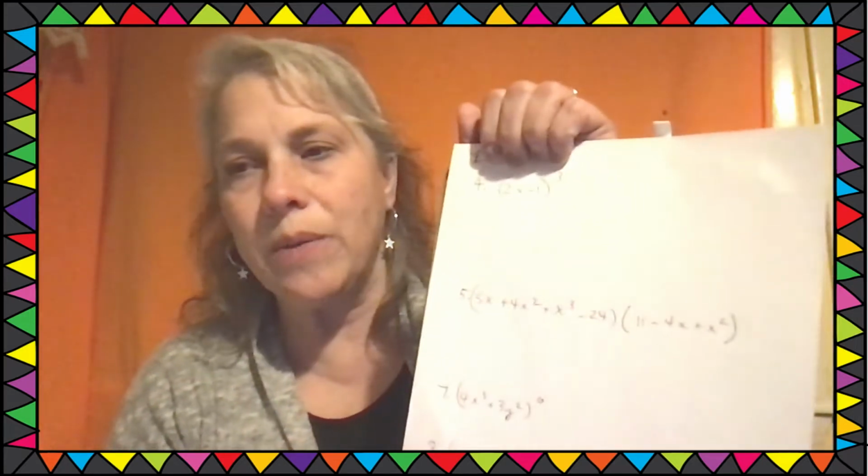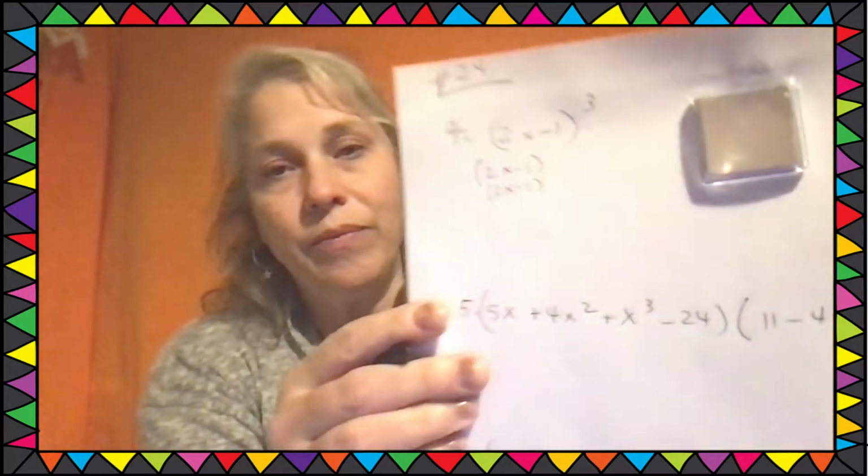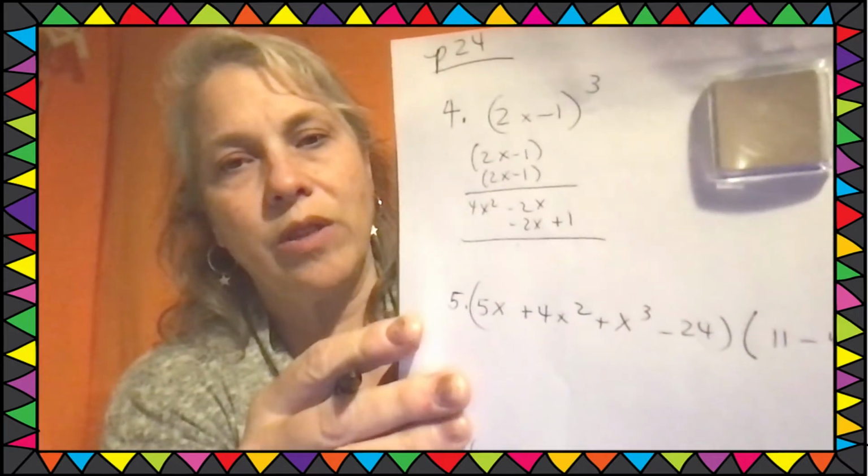We have 2x minus 1 quantity cubed. Okay, so this means that I have to do 3 of these. So I'm going to do 2x minus 1 times 2x minus 1. Then I'm going to get an answer, and then I have to multiply it by 2x minus 1 again. So 2x times 2x is 4x squared minus 2x. Negative 1 times 2x is negative 2x. Negative 1 times negative 1 is 1. Okay, so that's what I'm getting.